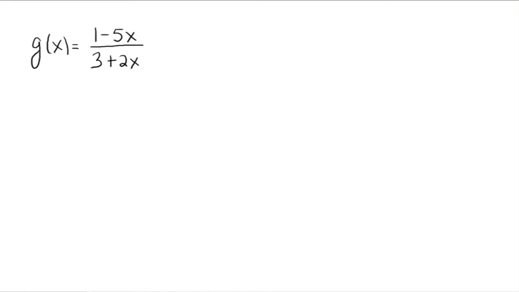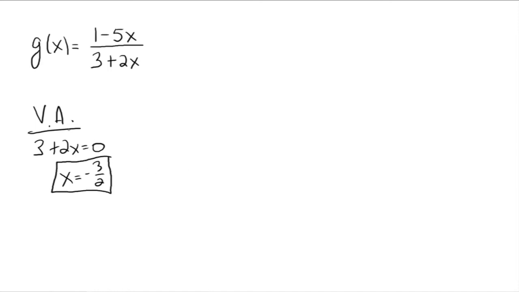g of x equals 1 minus 5x divided by 3 plus 2x. All right, so vertical asymptotes. Set the denominator equal to 0, and you get x equals negative 3 halves. So this one has one vertical asymptote, when x is negative 3 halves. Now the horizontal asymptote. Look at the degrees again. The degree of the numerator and the degree of the denominator, in this case, are both the same. The degree is 1 for the numerator, and the degree of the denominator is also 1.